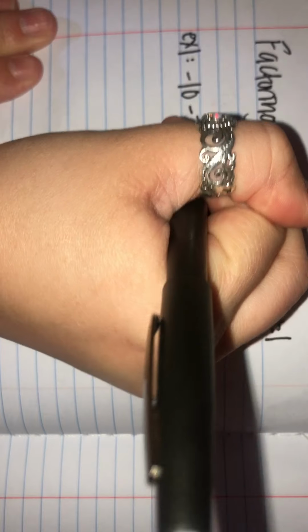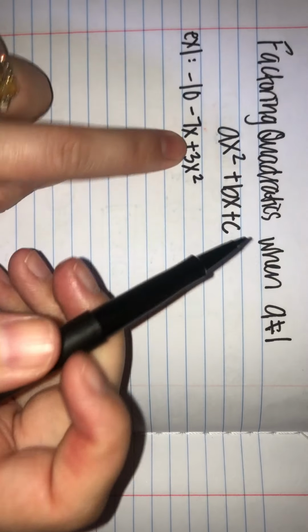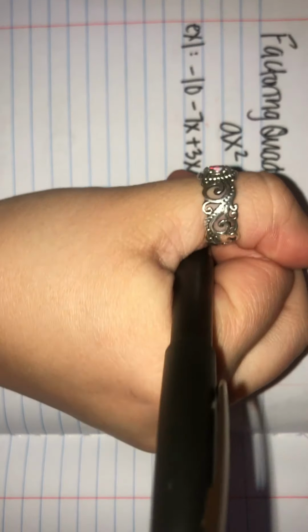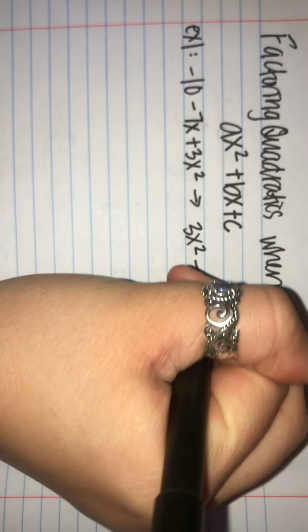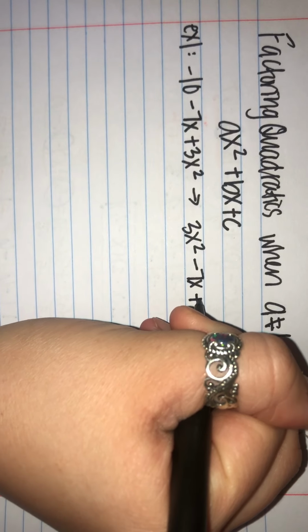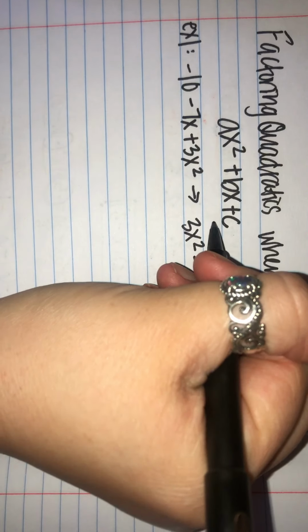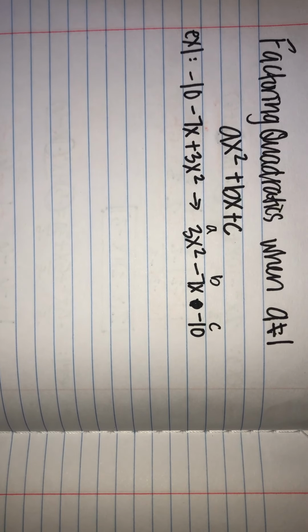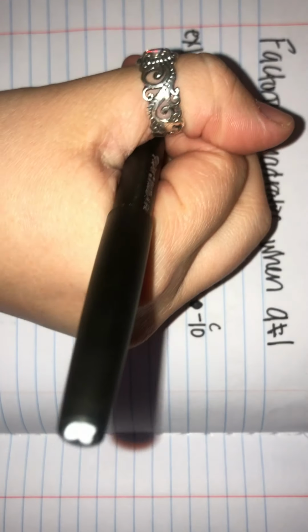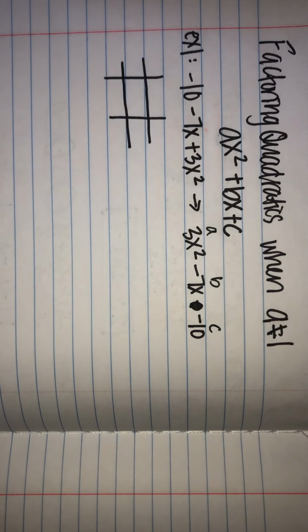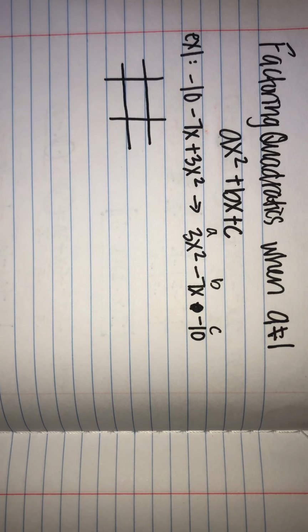Okay, so in example 1, let's say I had negative 10 minus 7x plus 3x squared. Well, is that written in standard form? No, so that's what you would need to do first. Okay, where this is A, B, and C. Okay, so now we're going to put this in our tic-tac-toe square. And remember, A goes in the first square. So A is 3, then C, and then I multiply them.